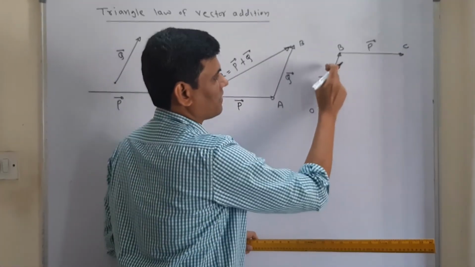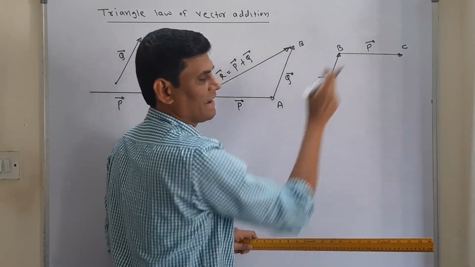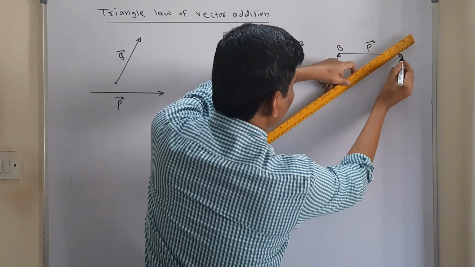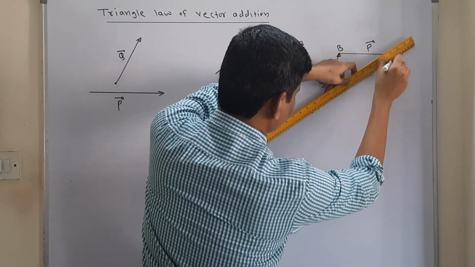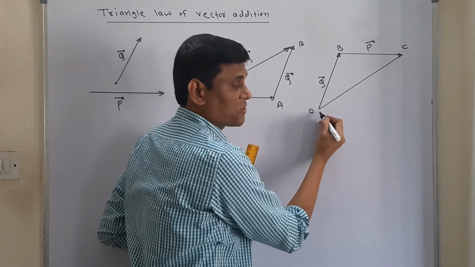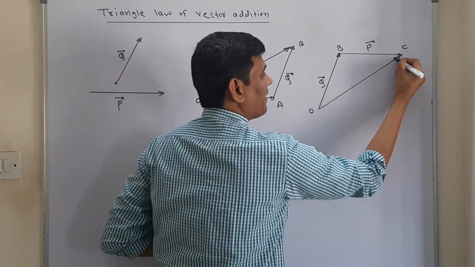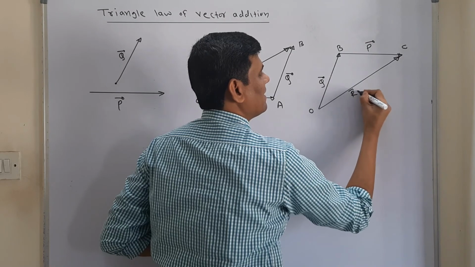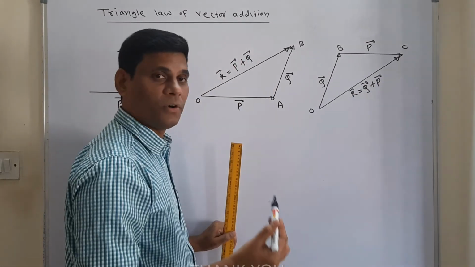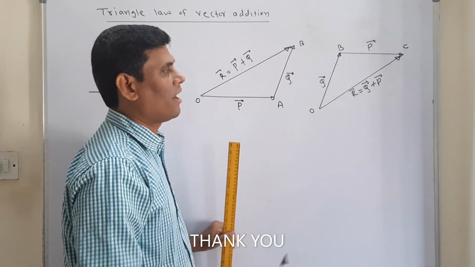So two vectors of the same type represent two sides of a triangle in a certain order. Then the third side will give you the resultant. This is the resultant. Where is the arrow? From the starting point of the first vector to the ending point of the last vector. This is the resultant. This is Q plus P. Okay students, this is how the triangle law works.